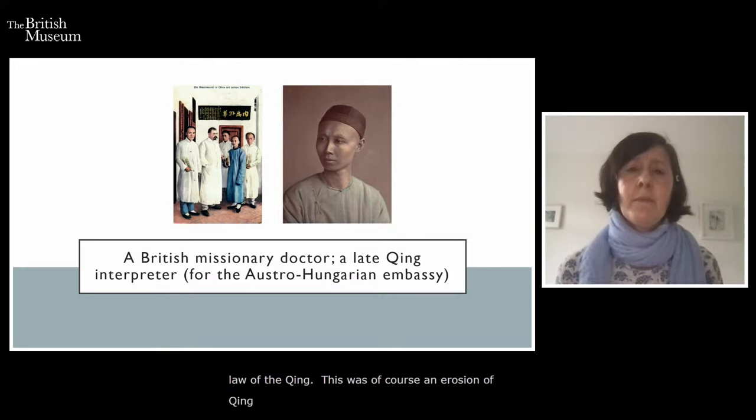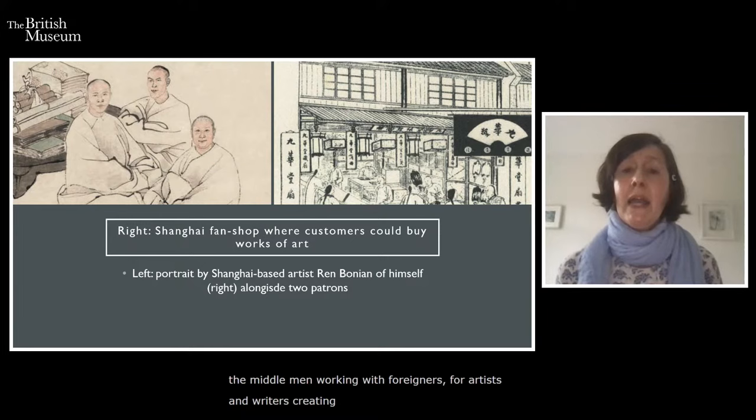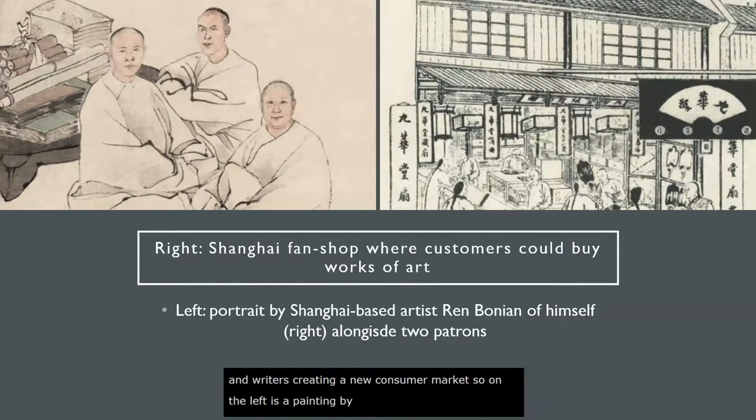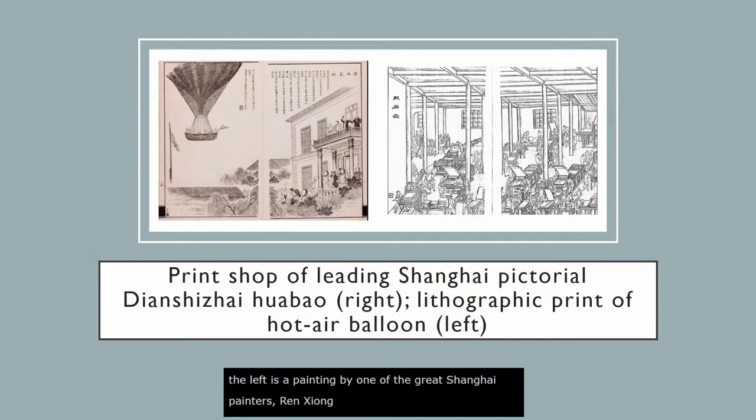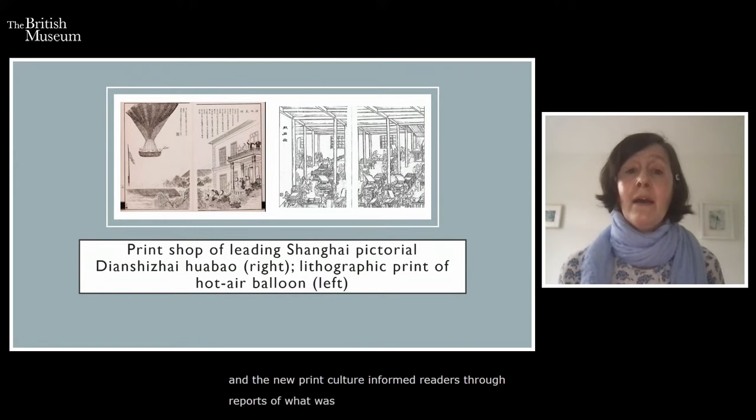But these cities could also offer commercial opportunities for middlemen working with foreigners, for artists and writers creating for new consumer markets. So here on the left is a painting by Ren Bonian, one of the great Shanghai painters. It's a painting of himself with a couple of customers. From the 1870s onwards, China's first modern newspapers and magazines mushroomed, especially in Shanghai. And this new print culture informed readers through factual reports of what was going on in distant parts of the empire and also entertained them with exciting new fiction.